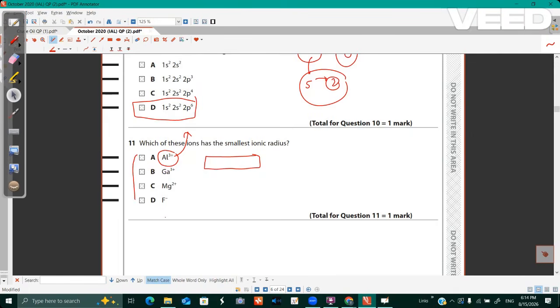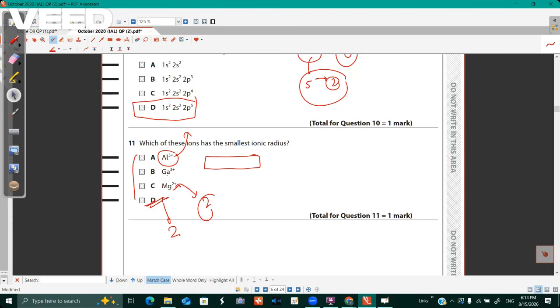F minus. Let's start off with the least probable. Fluorine has what? Two shells. So on the paper itself, right? That is why you have a paper. You have two shells. Magnesium, look at the periodic table. Magnesium 2 plus also, after 2 electrons are gone, two shells. So between fluoride and magnesium, it is magnesium.